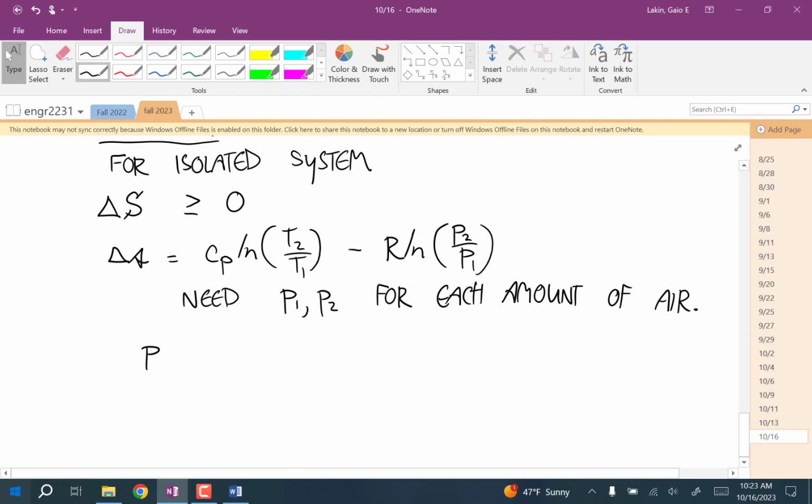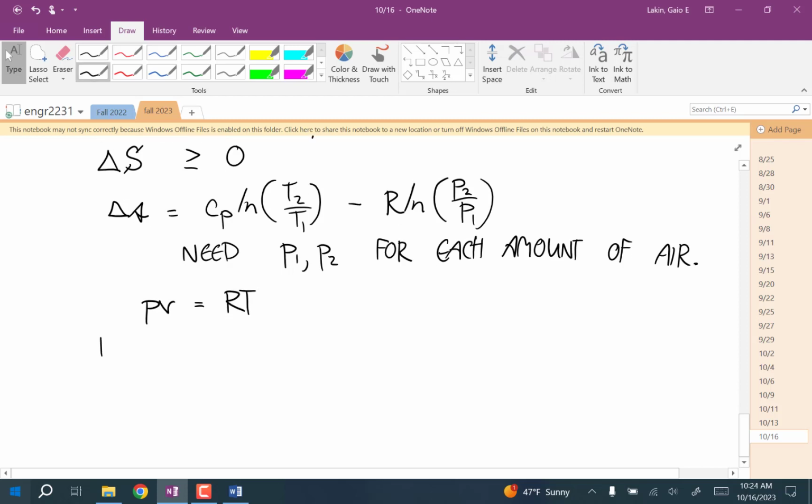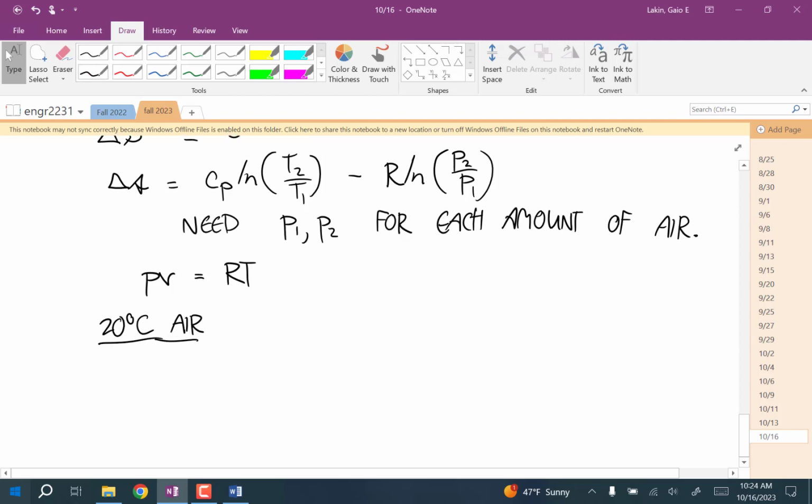Specific volumes, you have to convert to. That's right. So we got Pv is equal to RT. And so for the, I guess I started with 100 before, with the 20 before, so let's do that. So for the 20 Celsius air, we have that the starting pressure times the starting specific volume is equal to 287 times the starting temperature. 20 degrees Celsius is 293 Kelvin.